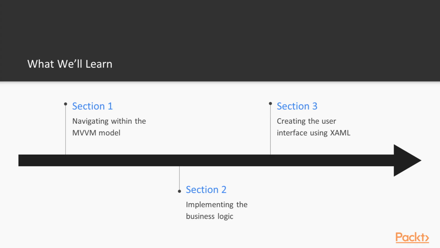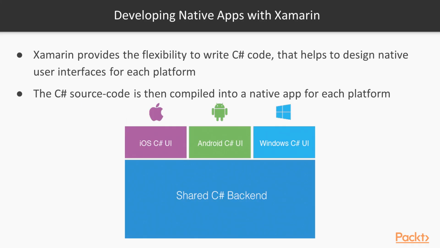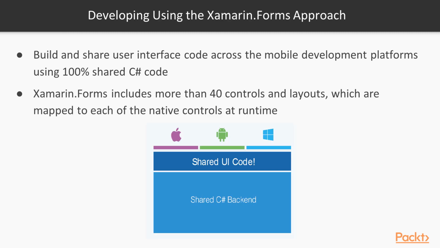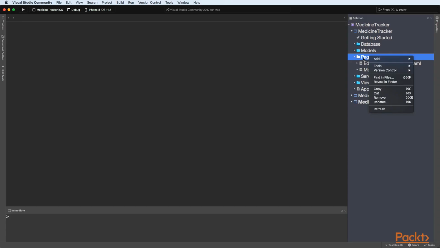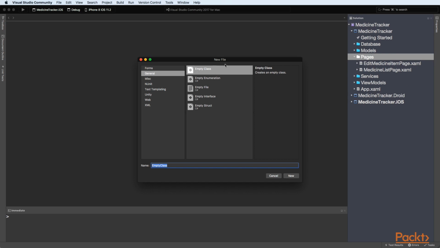In our third and final section, we will gain an understanding into what exactly is the Xamarin.Forms platform architecture and the benefits of developing apps using this platform. We'll also design the user interface for our medications app using XAML, and we will learn how to bind properties contained within our XAML to each of the properties that are contained within our view models.